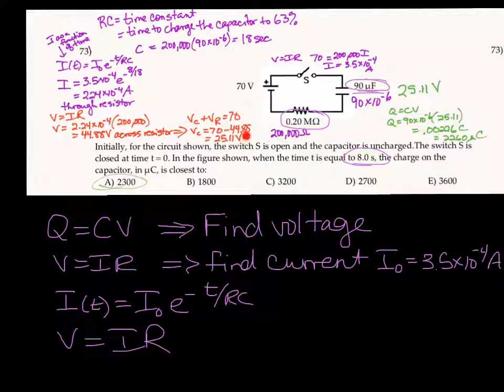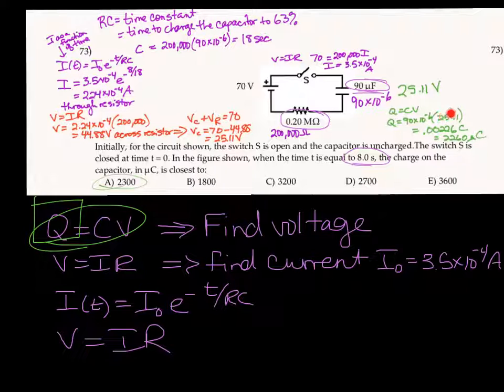And so then we can find, remember I said that the voltage across the capacitor plus the voltage across the resistor had to add up to the 70 volts. So that gives us that the voltage across our capacitor is 25.11. And that's what we were trying to find this whole time, because then we were trying to use Q equals CV to find our charge, which is what we're looking for. And that's what happened here.